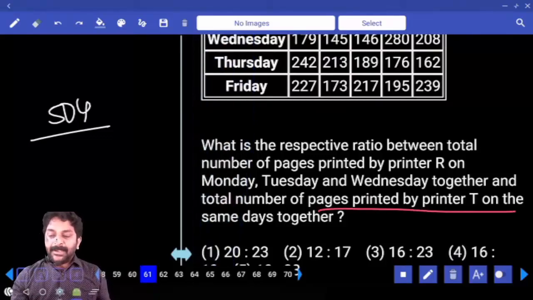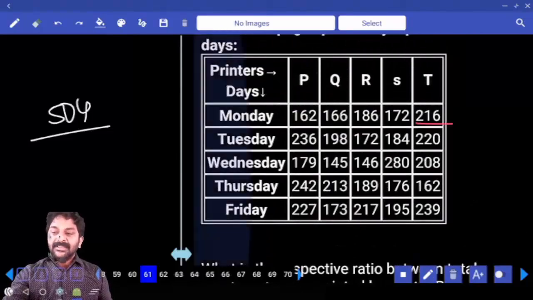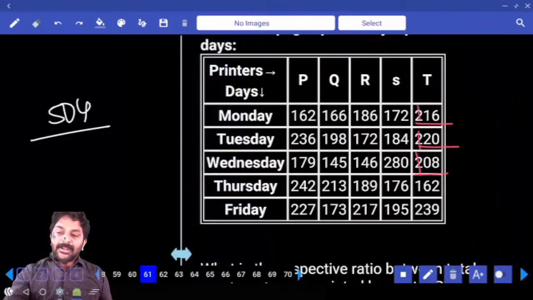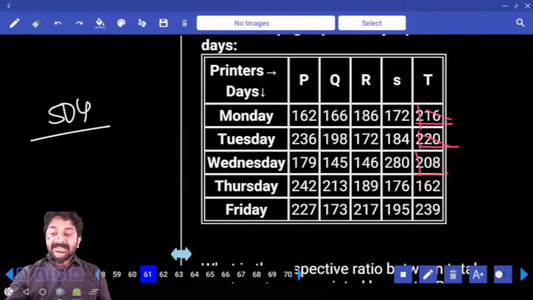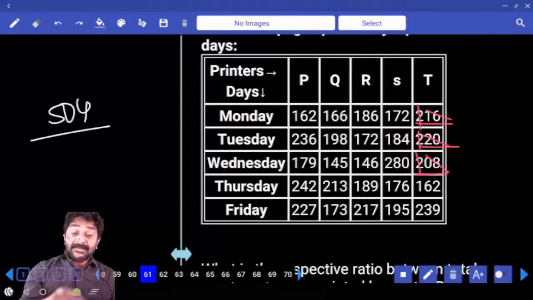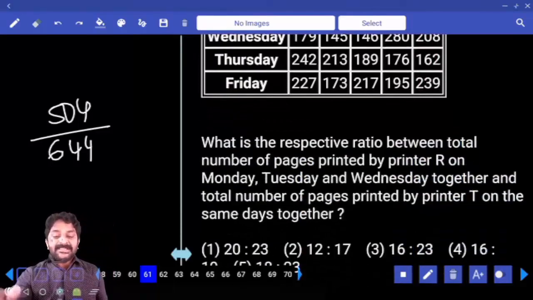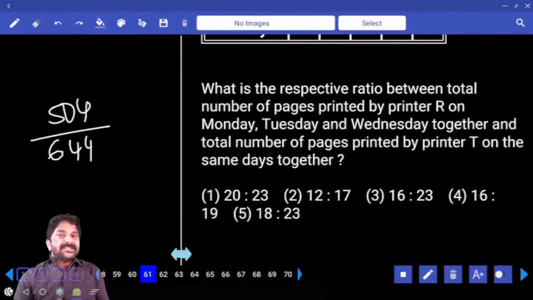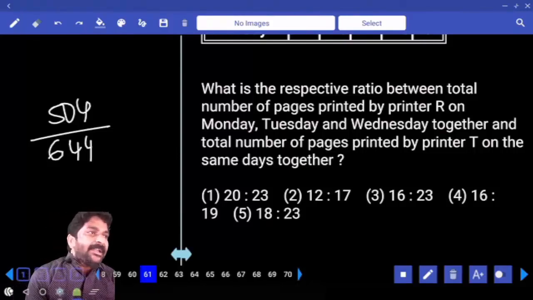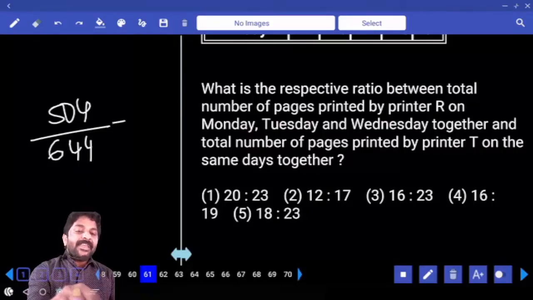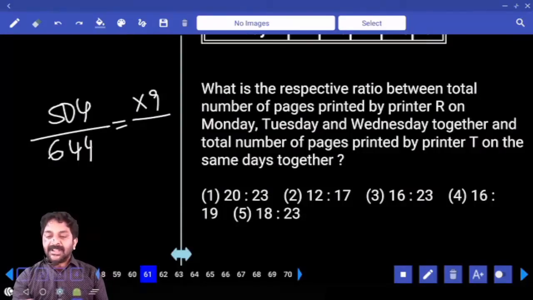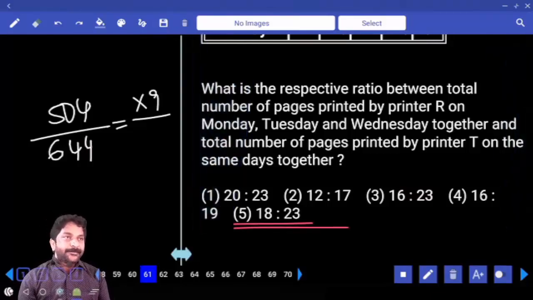Number of pages printed by printer T on same days together. T on same days. 200, 200, 200. 600. 620. 636. 636 plus 8. 644. When you look at your numerator, that is 9 multiple, right? But denominator is not a 9 multiple, not even a 3 multiple. Come on. So in final answer, your first number must be a multiple of 9 only. Which option satisfies that rule? Only fifth option.